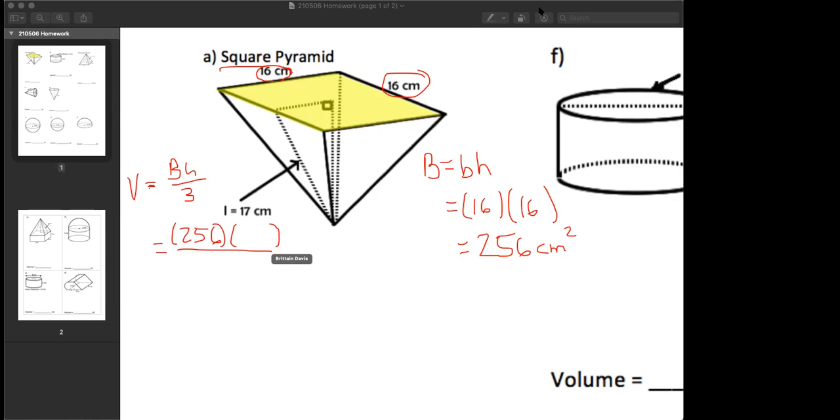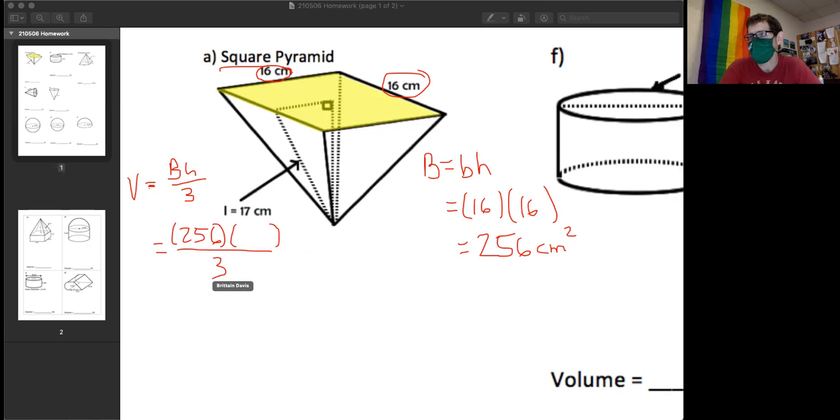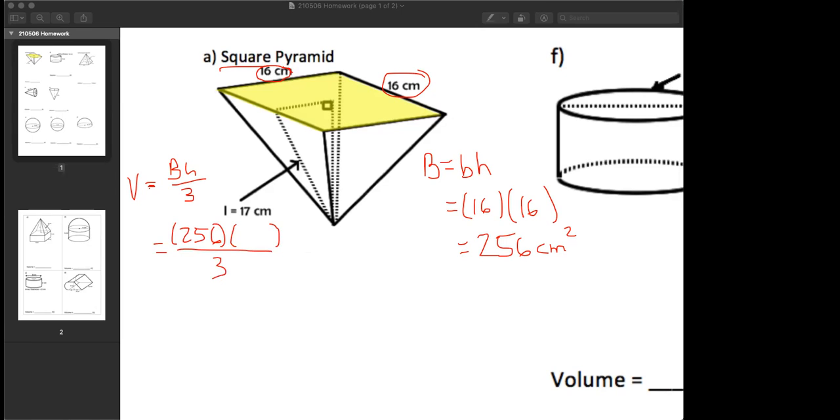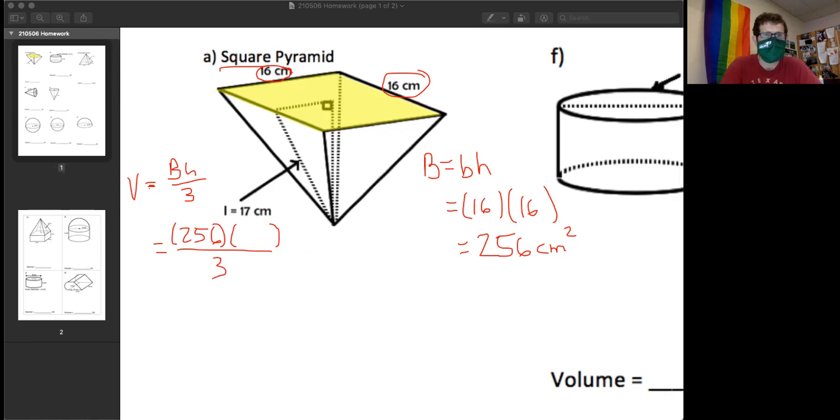But this is where I do not know the height. So what are we going to do with this? And maybe just as a quick thing to say as you're thinking, what's tempting to do is take that 17 and plug it in right here, but the 17 is not the height. That's what we call a slant height. So how do I find that height right there when I know the slant height?